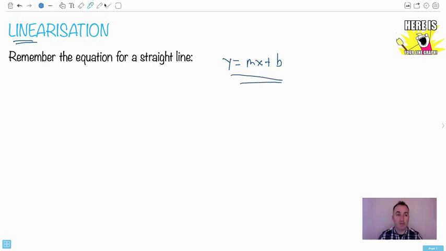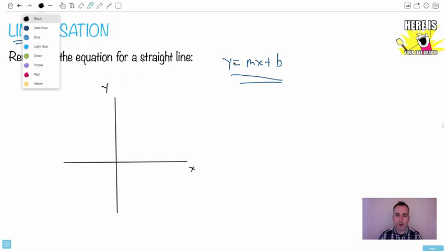If I actually want to graph that, let's see if I can do it nicely here. If I actually wanted to do a graph of this, x and y, do you remember how these go? What features are there? The y and the x have to remain y's and x's. The m is just a number in front of the x.